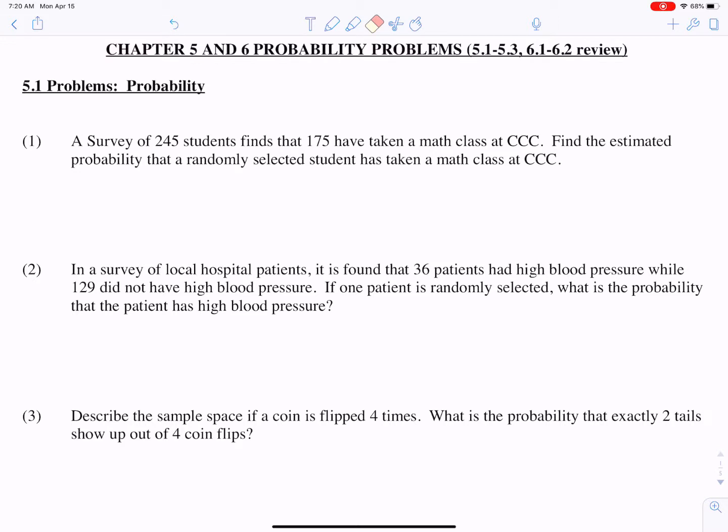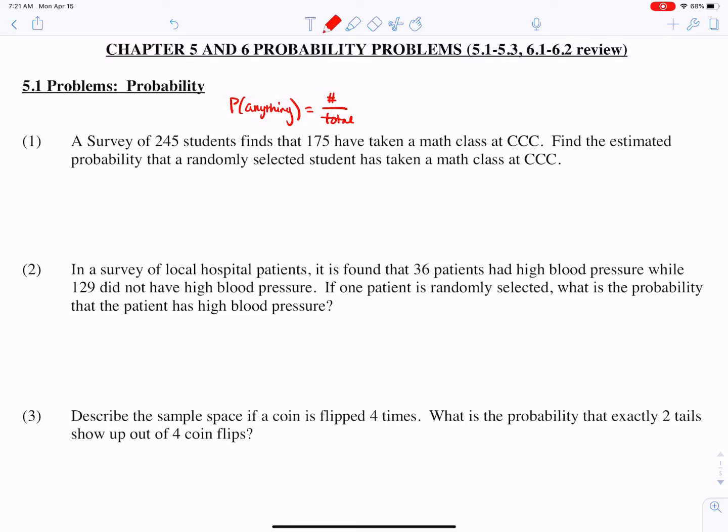So the idea with basic probability is, as always, the probability for anything, whatever it happens to be, is equal to the number of times it occurs divided by a total. Now, if it's empirical probability, it's the number of times it occurs in the data divided by the total number that was in the data set. If it's a classical probability, it's the number of times it could occur in a sample space divided by the total of the sample space.